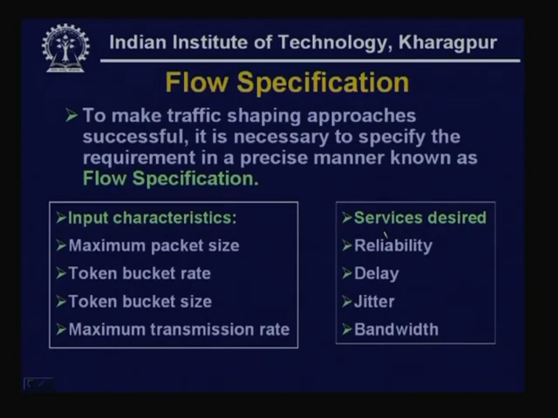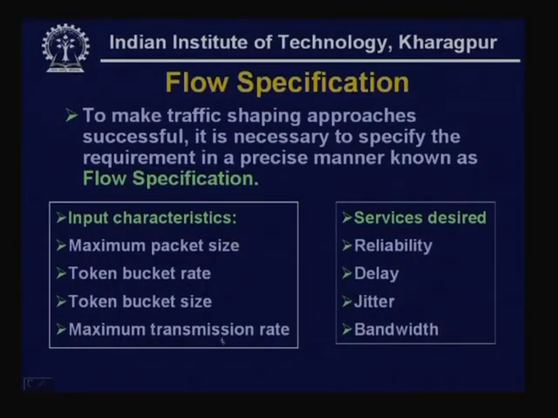Now, to make the traffic shaping approaches successful, it is necessary to specify the requirement in a precise manner, known as flow specification. That means the traffic shaping can be done very effectively if the flow specification is provided by the source node in a proper manner and its requirement is specified properly. What are the things to be specified? Let us see. The first one is input characteristics, that means the maximum packet size in terms of maybe kilobits or megabits, whatever it may be. Then the token bucket rate, it can be say megabits per second.